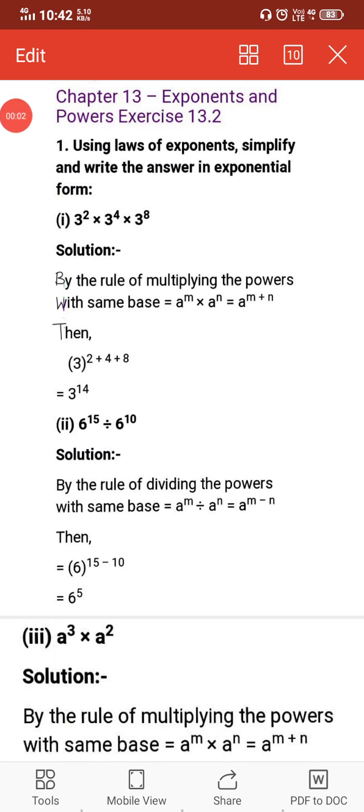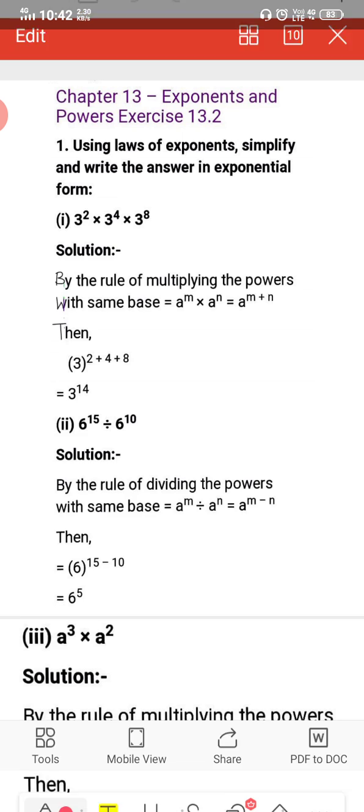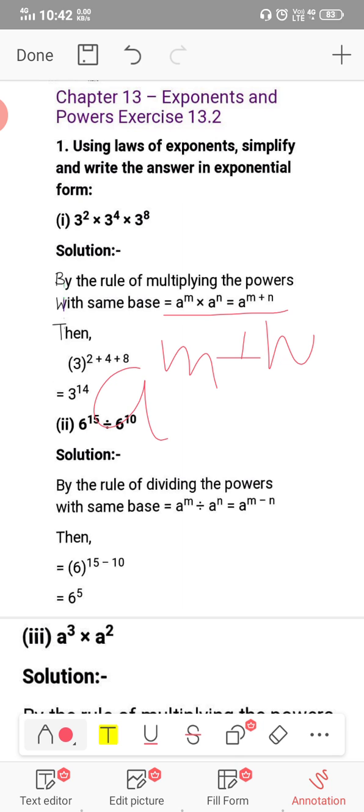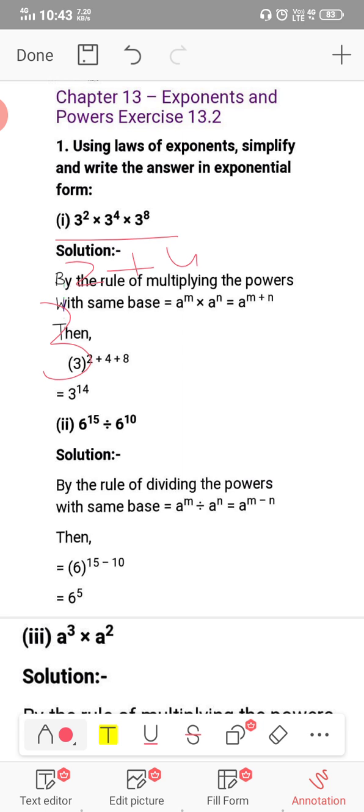Good morning everyone. This is exercise 13.2 and the first question is: using law of exponents, simplify and write the answer in exponential form. Here we have 3 to the power 2 into 3 to the power 4 into 3 to the power 8. We know the formula that a to the power m into a to the power n gives a to the power m plus n. So we will write 3 to the power 2 plus 4 plus 8, and we will have 3 to the power 14, and this is our answer.